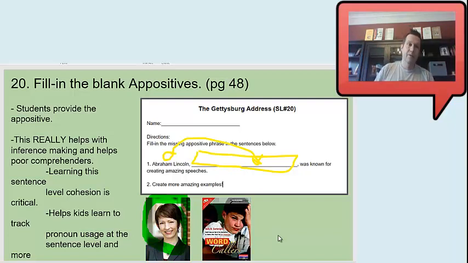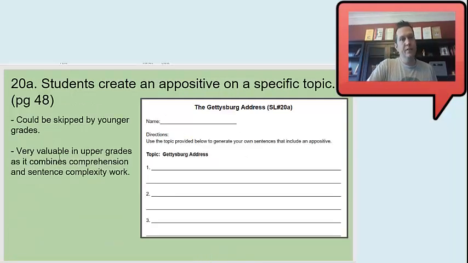So that means they can read anything you throw at them, but they have no idea what they're reading. And the reason why is because they struggle with these sentence level cohesions, which ultimately impacts their global level cohesions as well. So it helps kids learn to track all of these different things, as well as, we won't get into it in here, but it helps them track those pronoun antecedents as well.